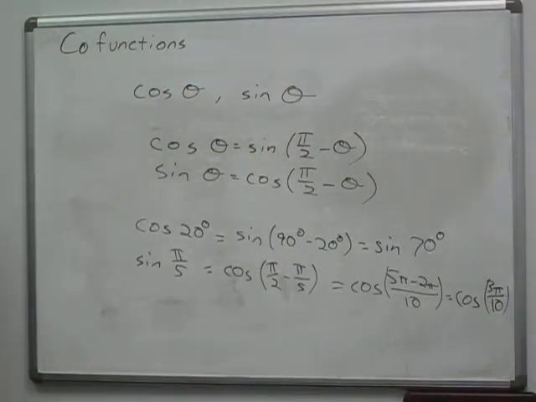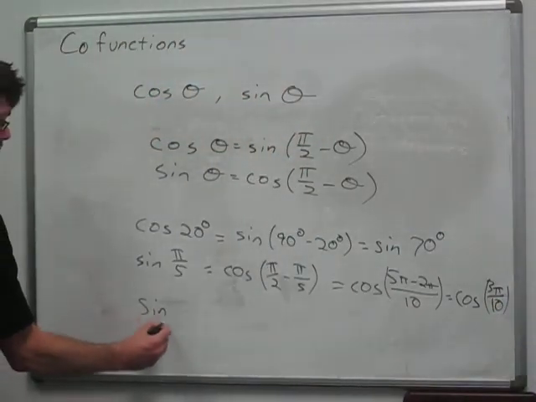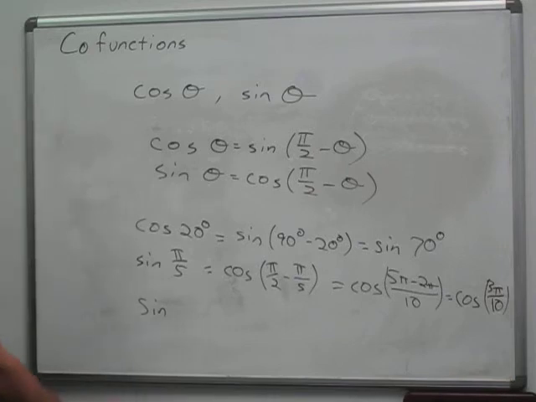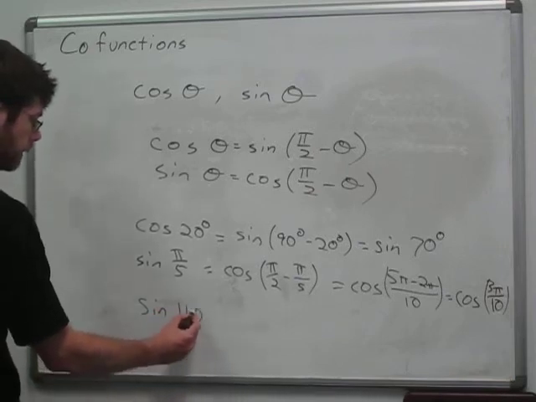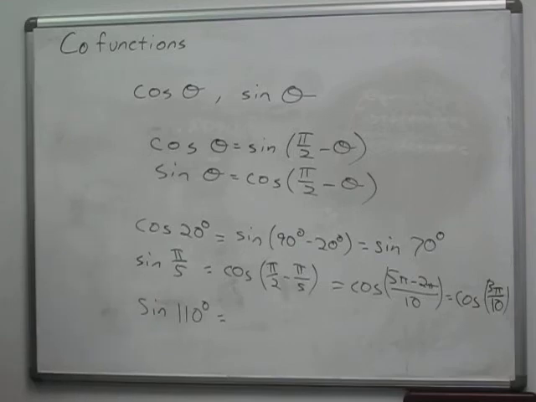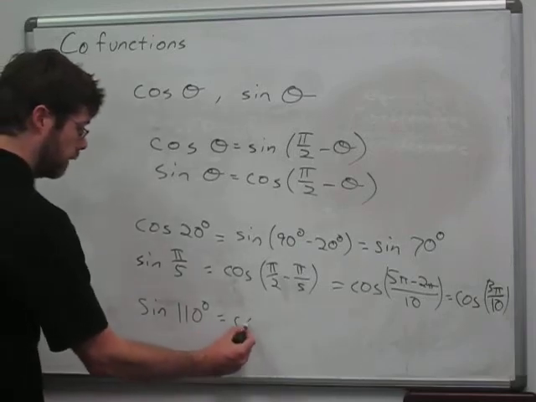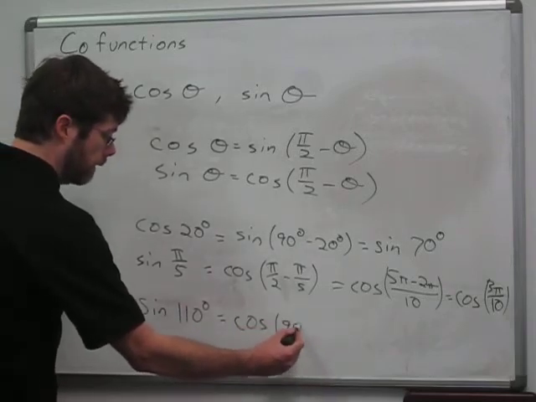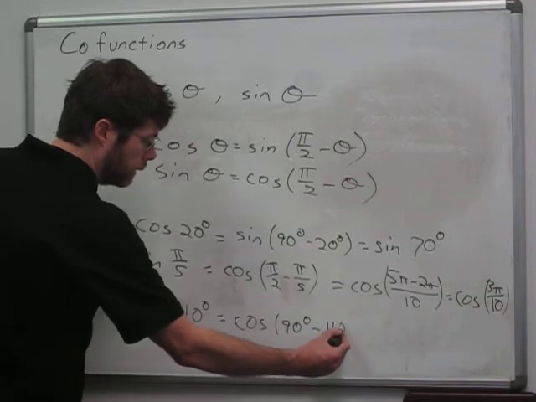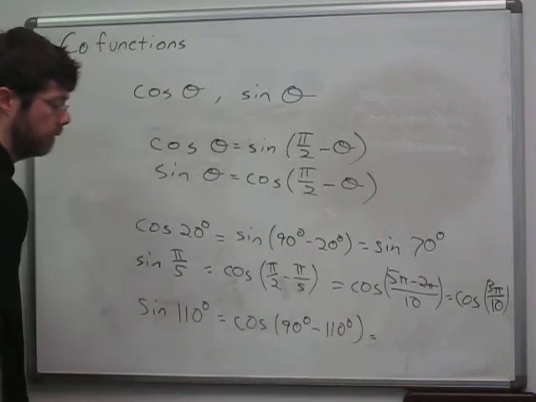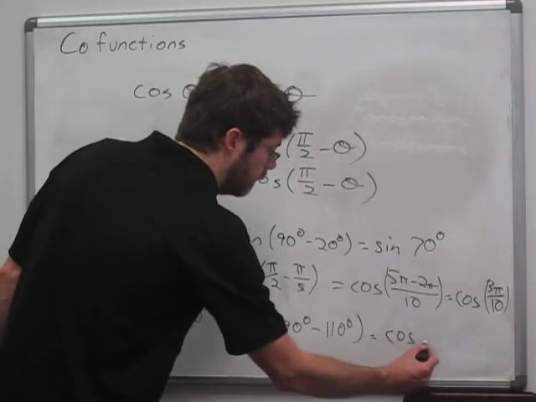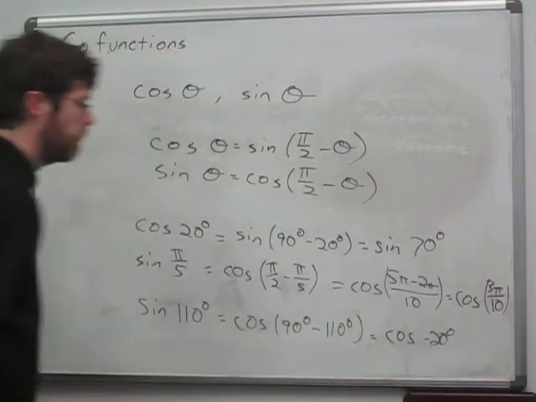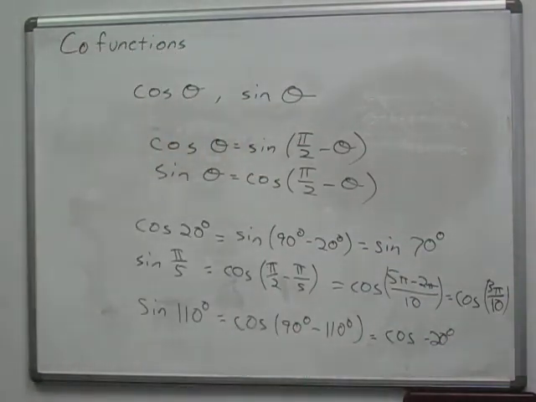One more. Sine of, well, let's do 110 degrees. In terms of its cofunction, that will be cosine of 90 degrees minus 110, which is just the cosine of negative 20 degrees. Okay.